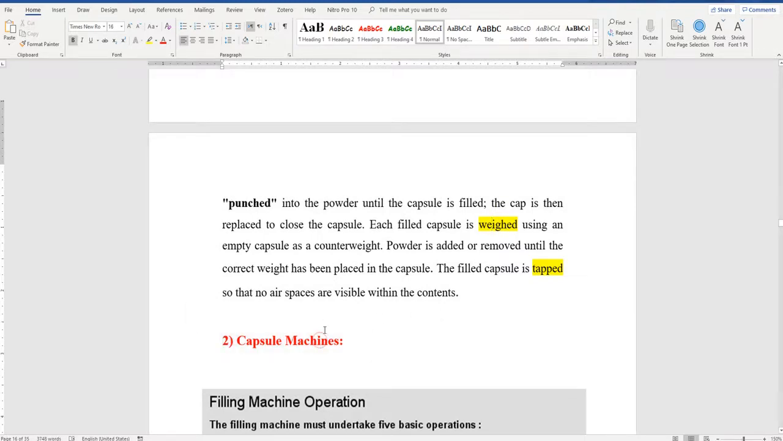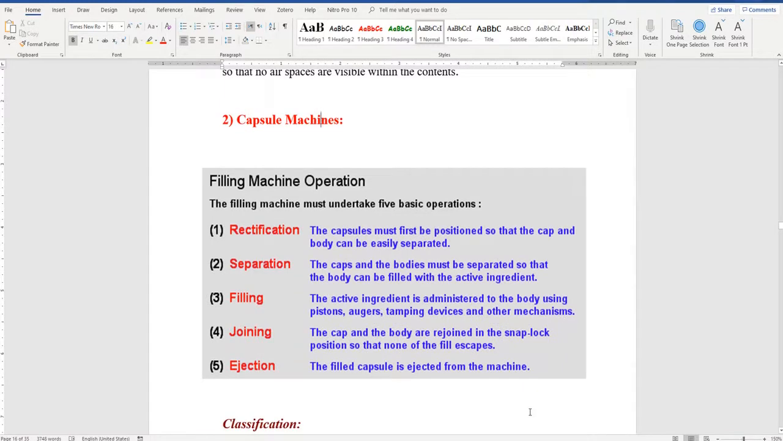Now, usually the machines will do 5 operations. The machines you will use have 5 operations that the machine will do in sequence. You have to know the sequence by which the machine operates. Okay? First, rectification. Yani you take the capsule shells, you put them in, and the machine will rectify the capsules so that the body of the capsule will be at the bottom part while the cap will be at the top part. I will show you a drawing here.